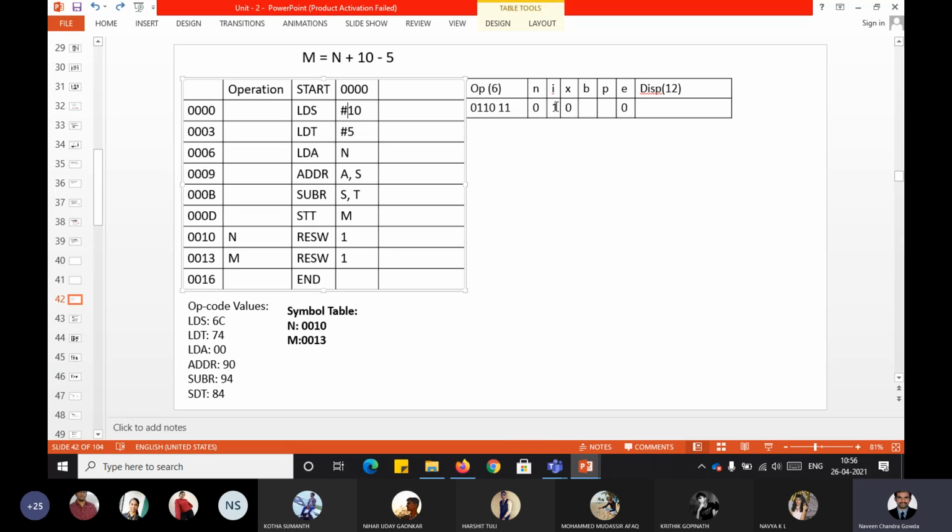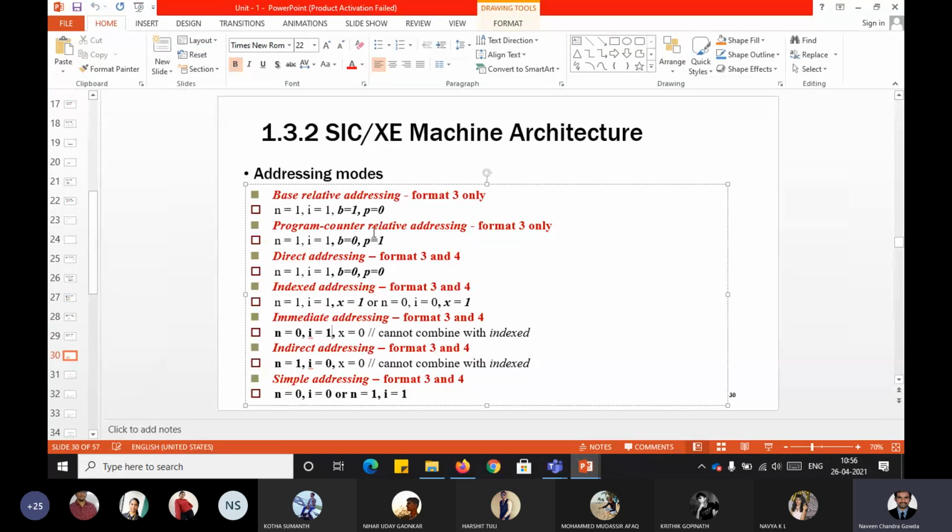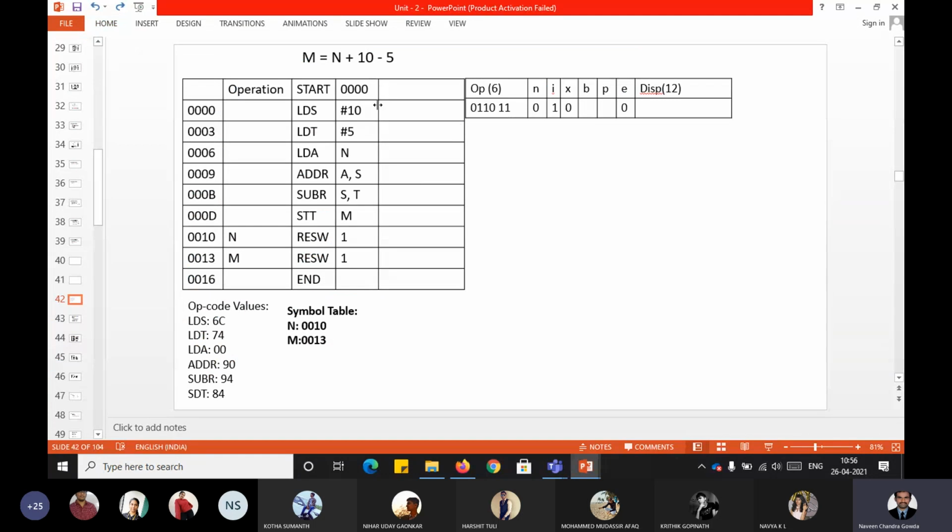Now, as it is immediate, let me take you to the B and the P. What did I say? B and P belong to base relative or program counter relative, that is PC relative, and those will be applicable only in format 3. The instruction we are talking about is also format 3. So this instruction could be either format 3 or 4. This can be either base relative or PC relative.